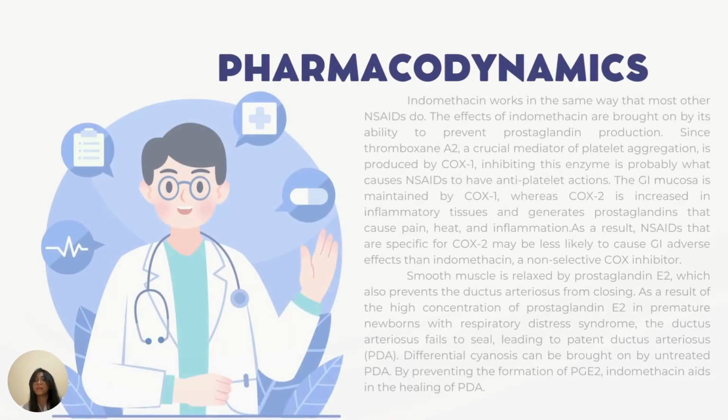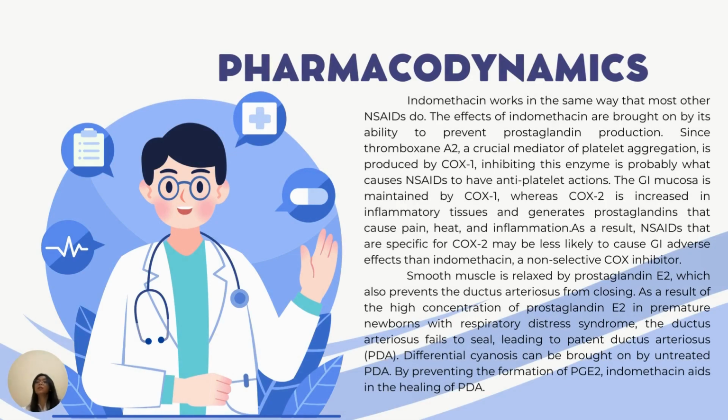Next slide. The pharmacodynamics. Indomethacin works in the same way that most other NSAIDs do. The effects of indomethacin are brought on by its ability to prevent prostaglandin production. Since thromboxane A2, a crucial mediator of platelet aggregation, is produced by COX-1, inhibiting this enzyme is probably what causes NSAIDs to have antiplatelet actions.